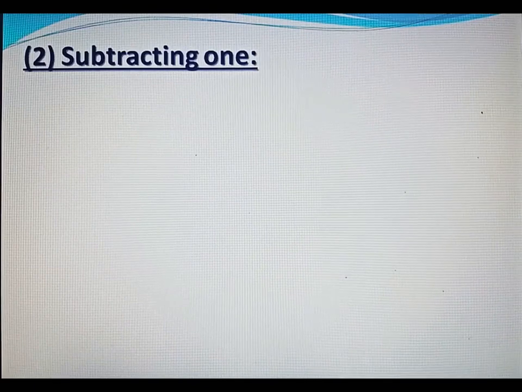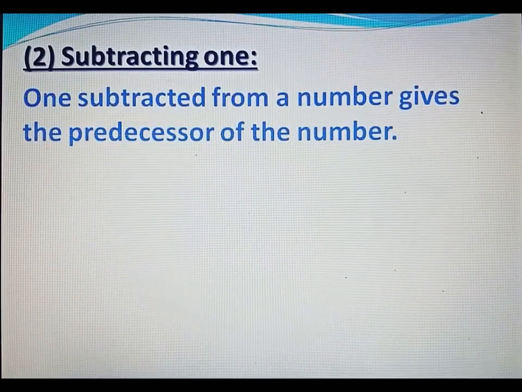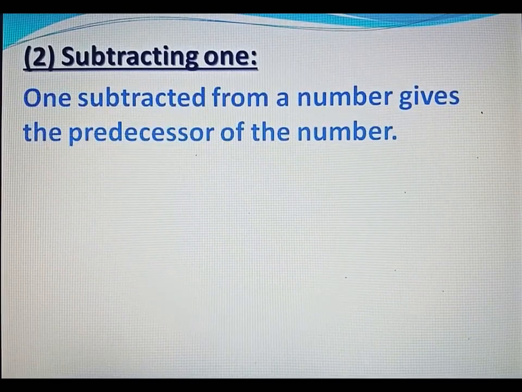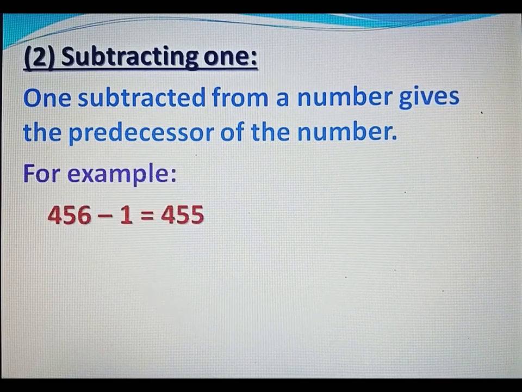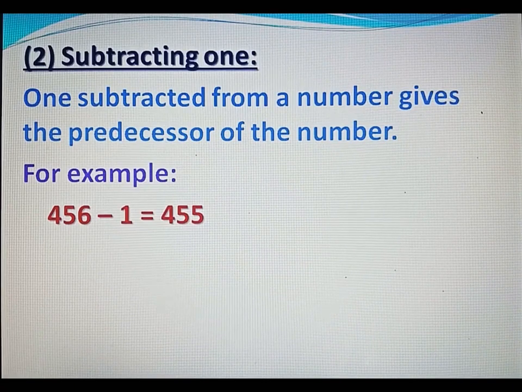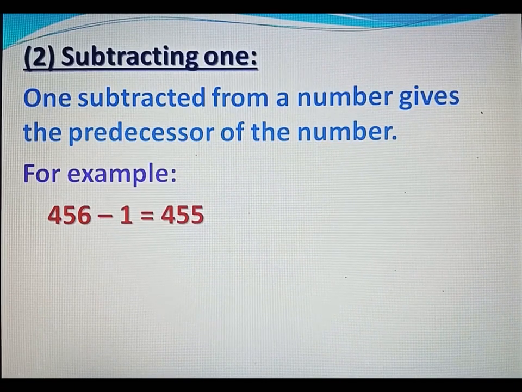Second property, subtracting 1. 1 subtracted from a number gives the predecessor of the number. For example, 456 minus 1 equal 455.